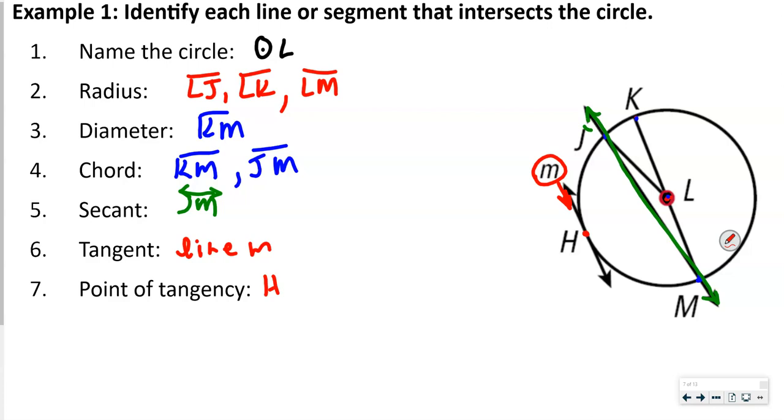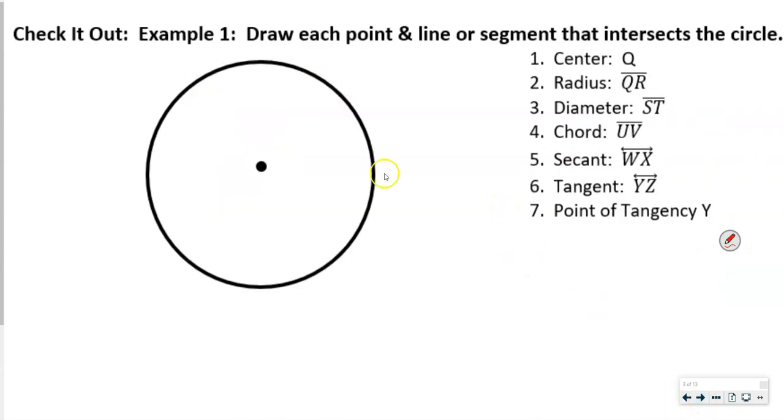So on this next one, I'm going to pause the video, and I want you guys to pause the video. I want you to go ahead and do the check it out, and draw the things that are indicated 1 through 7, okay? Right here. So I want you to do 1 through 7 in this drawing yourself, okay? So center Q is right here. We're going to put our Q right there. Then it says radius QR, so I'm going to go Q up here to R. That's going to be a radius right from the center to the side of the circle.